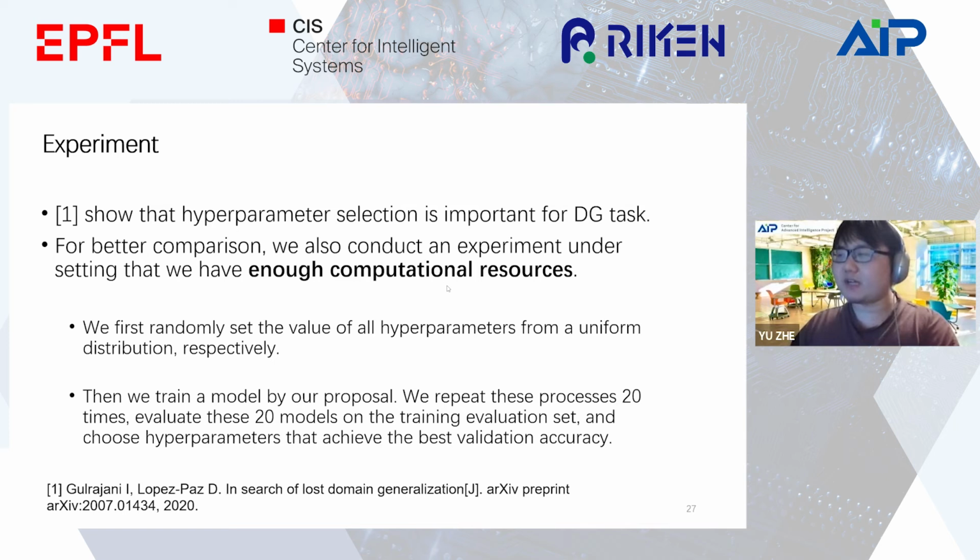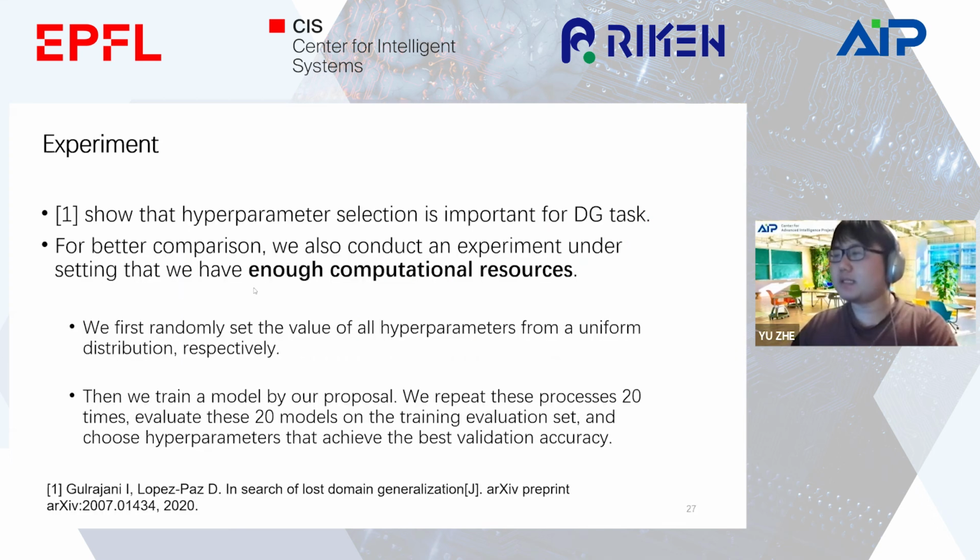Since we have enough computational resources, we first randomly set the value of all hyperparameters from uniform distributions respectively. And then we train our models by our proposals, and we repeat this process 20 times. We will have 20 sets of hyperparameters, and we evaluate these 20 models on the validation set and choose the hyperparameters that achieve the best validation accuracy as our final hyperparameters.